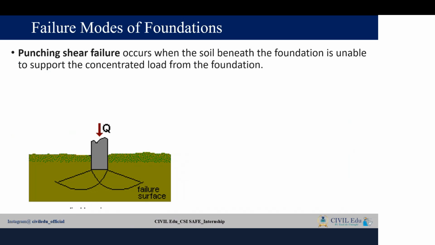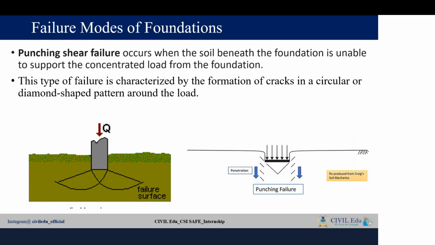It is like punching your hand into the sand. Wherever you punch the sand, you can see a small impression. That's called punching shear failure. You can see the failure pattern here also. The sides of the column will experience the shear failure. Usually all types of foundations experience shear failure only, but depending upon the type of load, it is general shear failure, punching shear failure, or local shear failure.